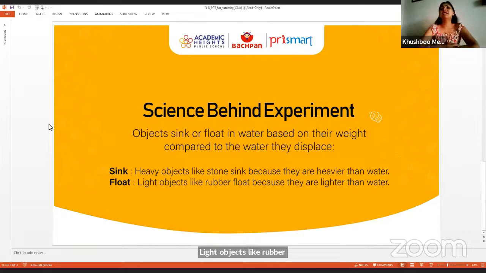Okay, so children, that means any object which is heavier than water will sink. Okay, जो भी object water से भारी होगा वो sink हो जाएगा. All right, and the light objects will always float. Okay, so this is the phenomena behind sink and float.